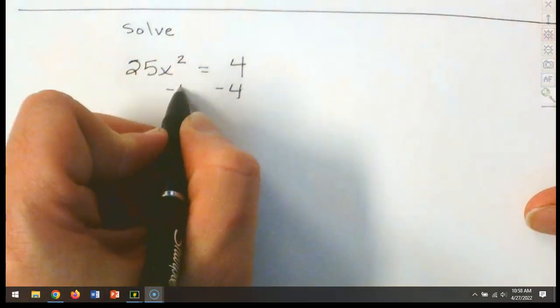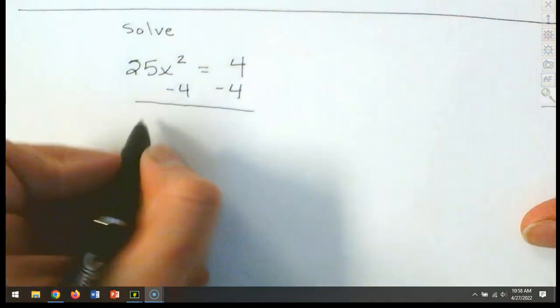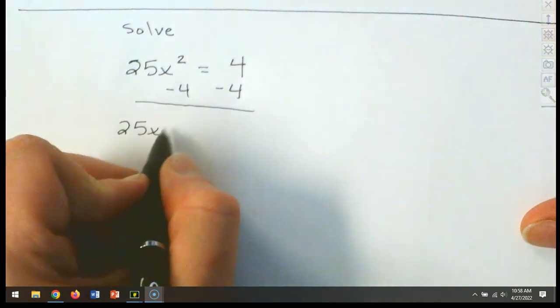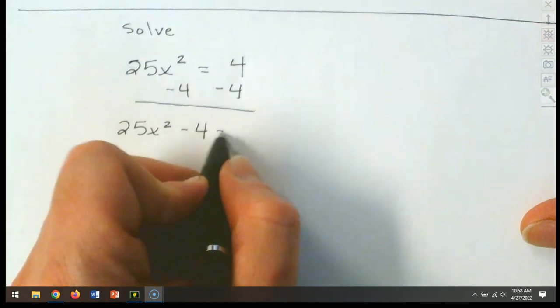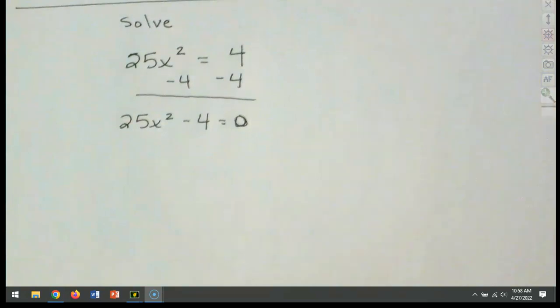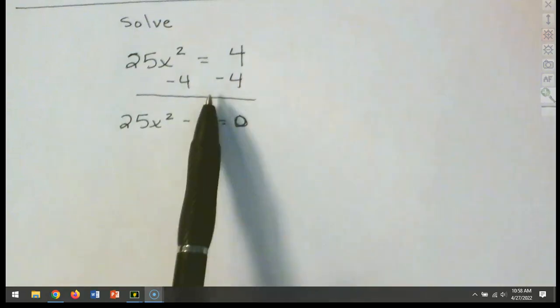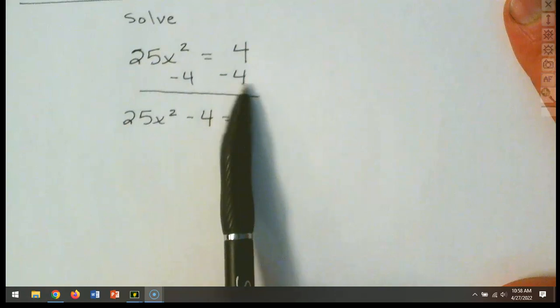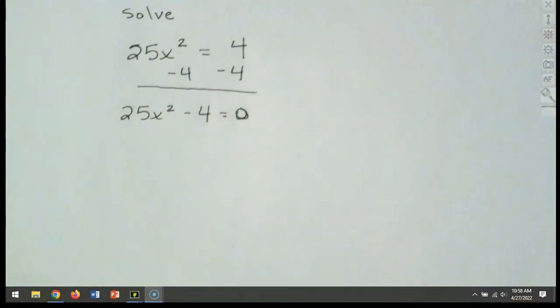So we're going to move that 4 over. And now we've got 25x squared minus 4 equals 0. Can someone tell me what this is? How many terms do we have? 2, right? Okay. It always has to be 0. So we look here. How many terms do we have on the left-hand side? We have 2. Now, what do you notice about these? They are both squares. Okay? So what is this now?